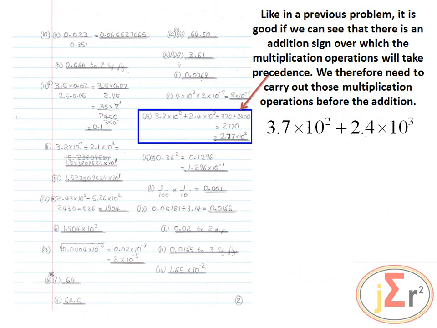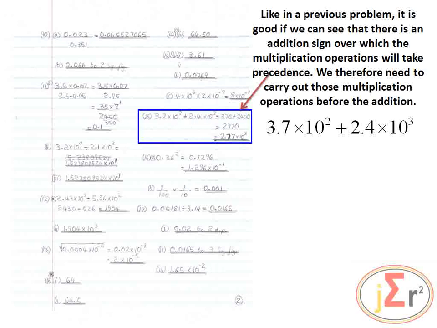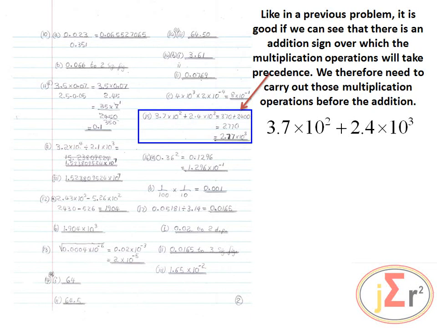Like in a previous problem, it is good if we can see that there is an addition sign over which the multiplication operations will take precedence. And I remember, all the way over here when we have this negative sign, the multiplication processes took precedence over this one to the extent that we performed the multiplication first. Here is no different. We have this addition sign, over which the multiplication will take precedence.